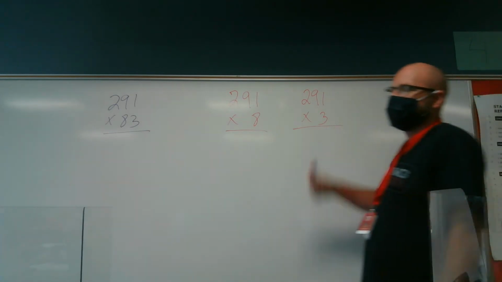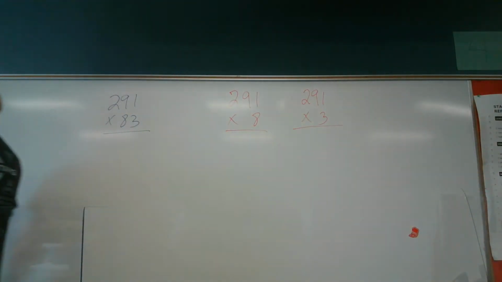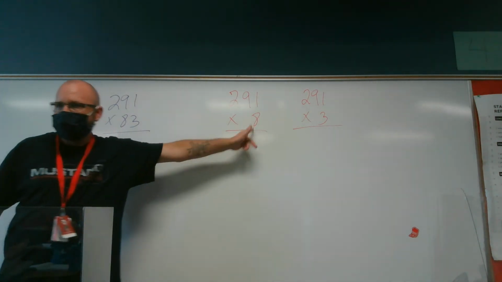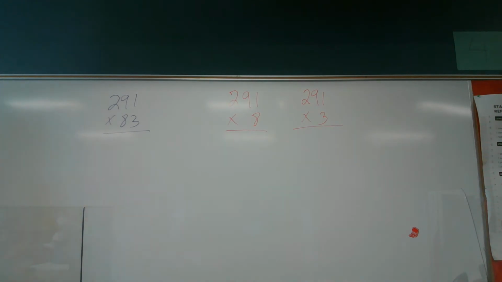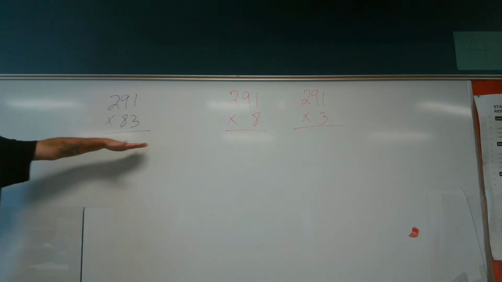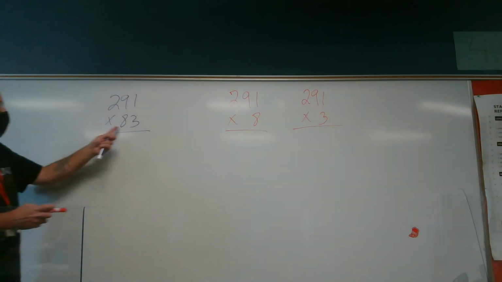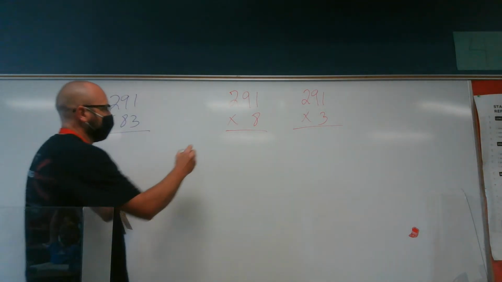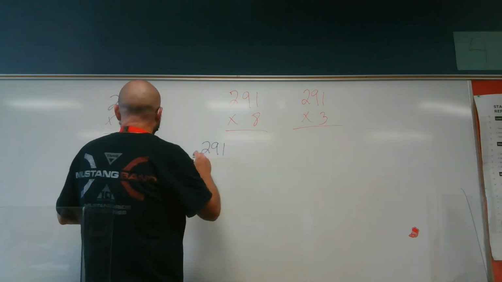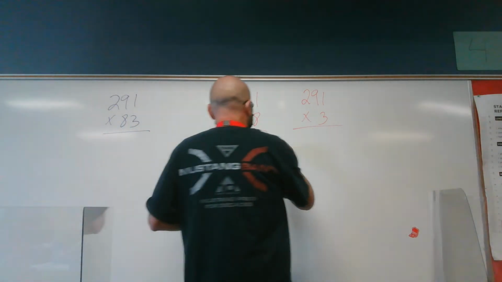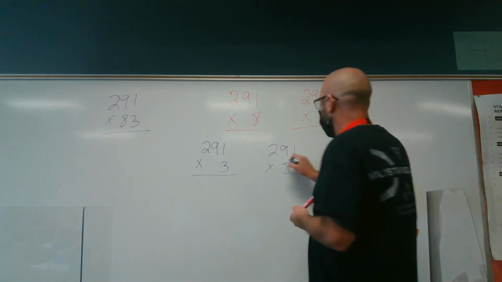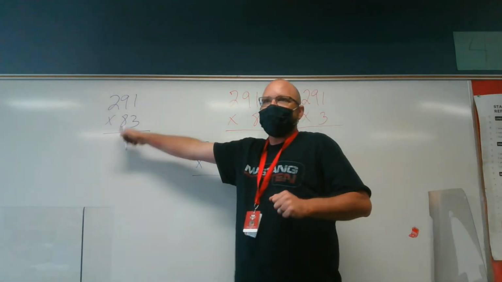So I wrote these problems, and what you did, I didn't make this 80, but what you did is all the math you'd have to do for this. The same math. The exact same math. Okay, I'm going to break 83 apart. So I'm going to have 291 times 3 and 291 times 80. Because 80 plus 3 is 83.